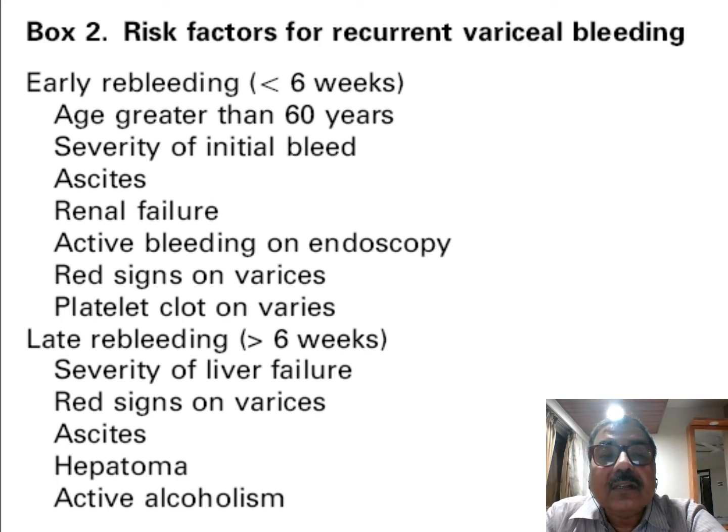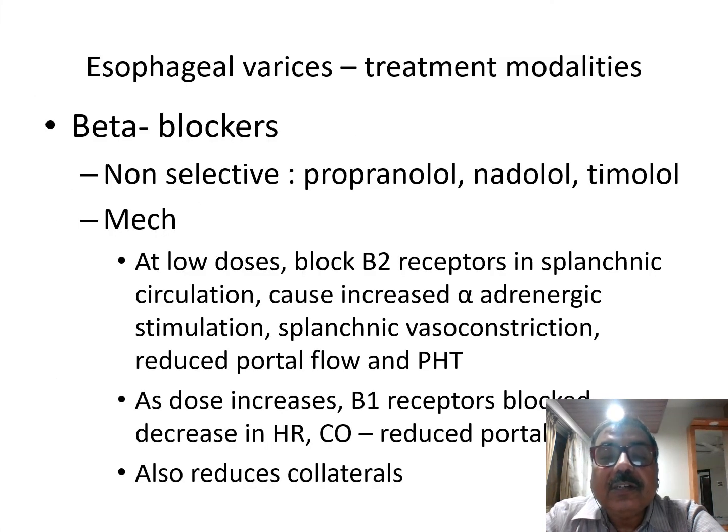This is an important thing, again taken from the Foster textbook of GE. It is important that you see these risk factors for bleeding. Early rebleeders are older in age, with severity of the initial bleed, and so on. That is why it is important to identify every bleeder and treat it adequately. In variceal bleeds, I have discussed the treatment modality.